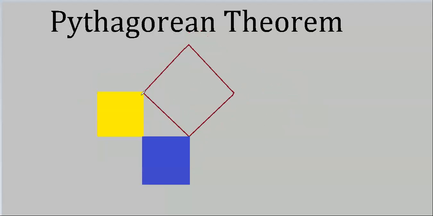Well, here we have our right triangle, and then we just completed the squares. And each of these squares has one side equal to the side of the right triangle. And the point is that this area plus this area should fit right into this area. That's what it means. We have a squared, b squared, h squared over here.